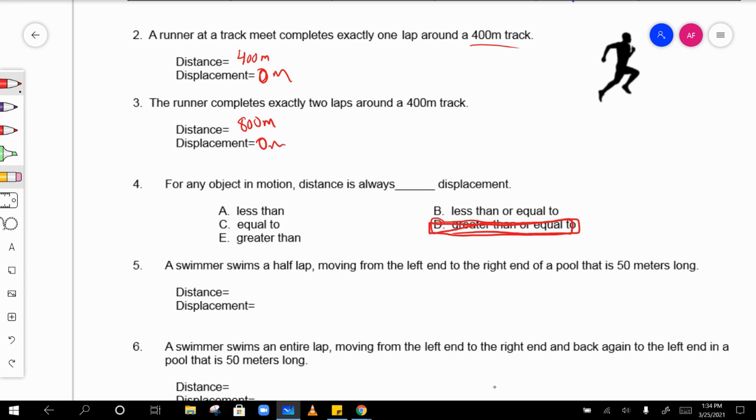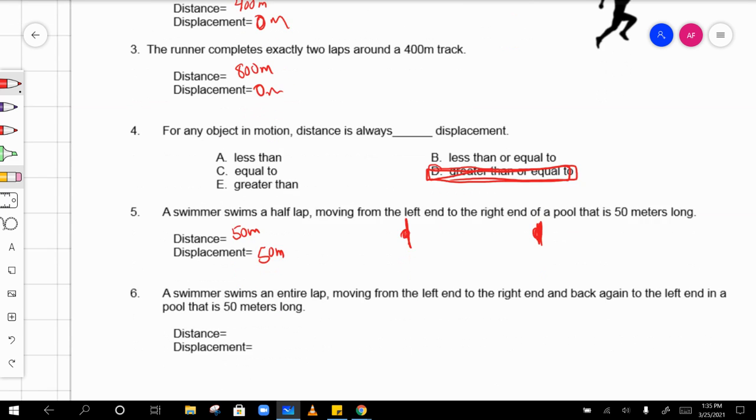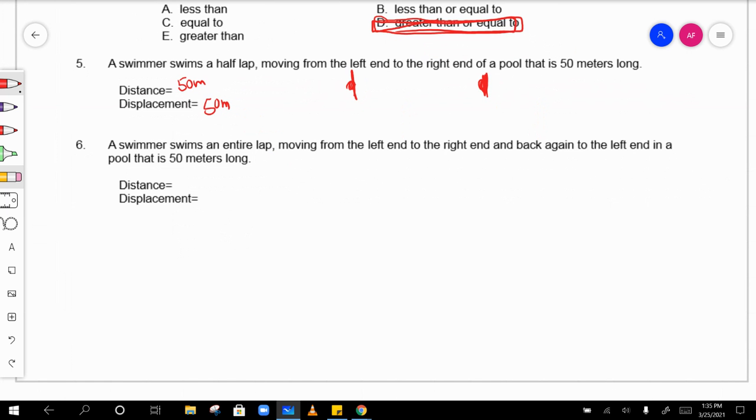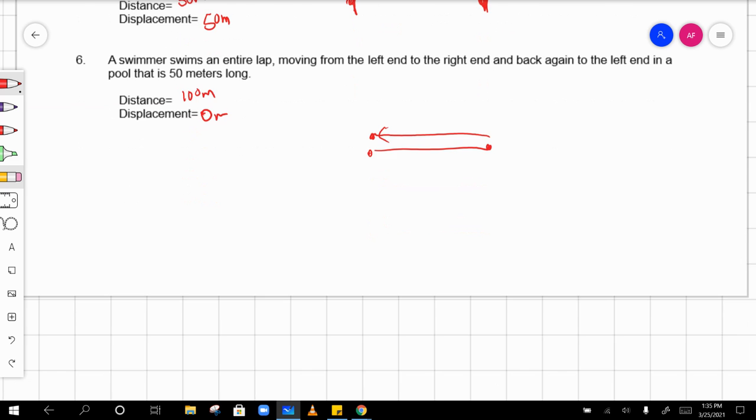Next, a swimmer swims a half lap, meaning they move from the left end of the pool to the right end of the pool. They start here, end here. That means they traveled a distance of 50 meters, and their displacement is 50 meters. So same. Now a swimmer swims an entire lap, going from one side to the other and then back again. So the distance traveled is 100 meters. Displacement is 0. Easy peasy, lemon squeezy.